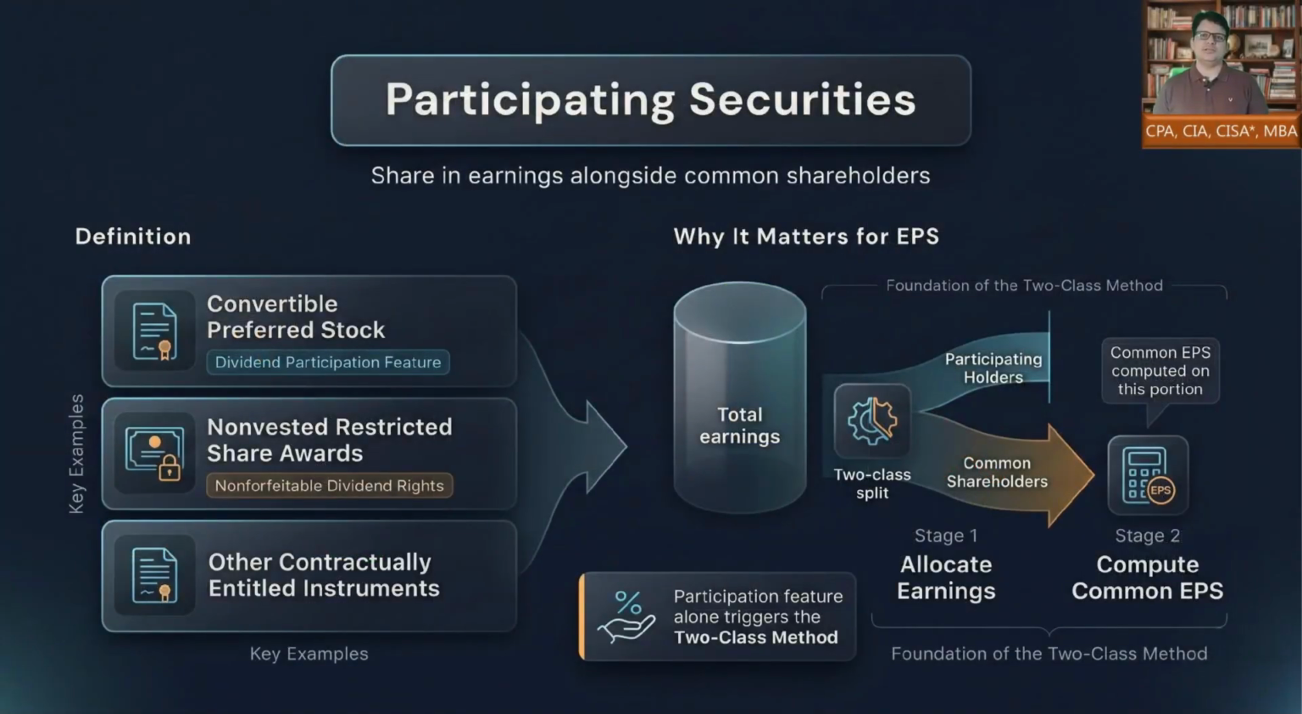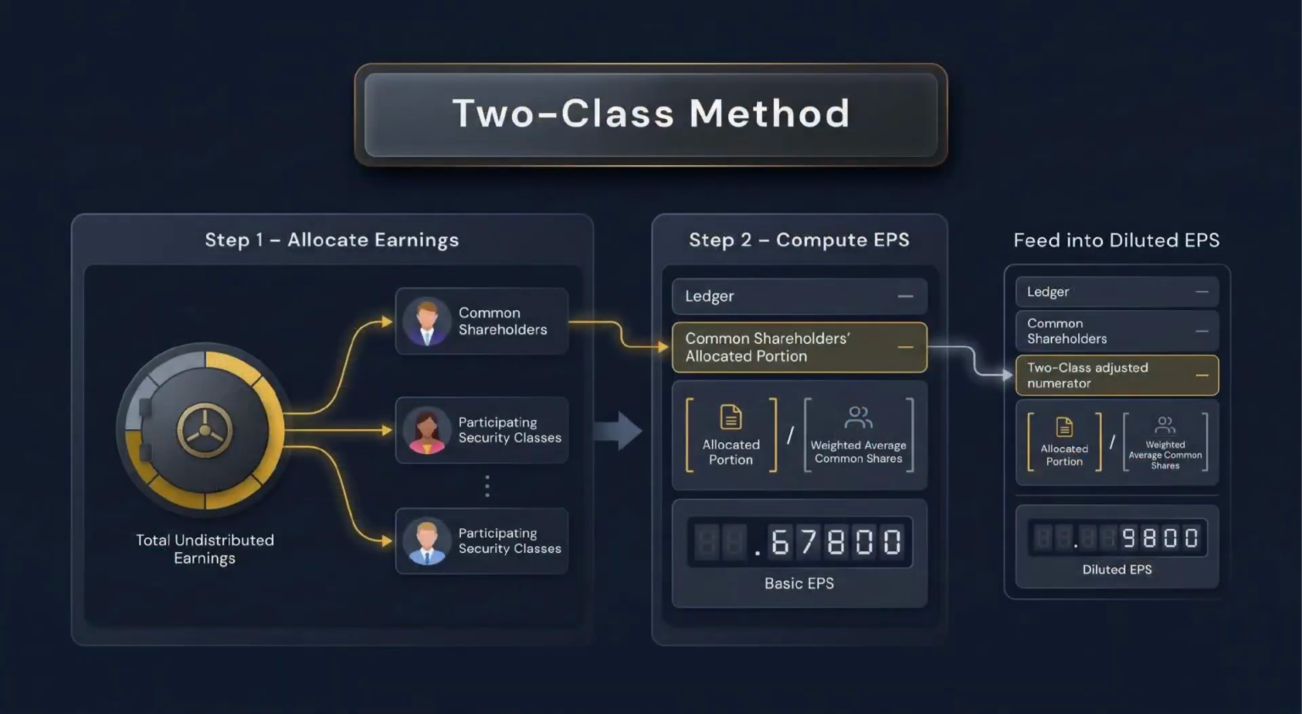Participating securities are instruments that share in dividends or undistributed earnings with common shareholders. They may include convertible preferred stock with participation rights, non-vested share awards with non-forfeitable dividend rights, or other instruments with contractual earnings participation. When these instruments exist, we cannot simply give all earnings to common shareholders. We first allocate earnings between the participating securities and common shareholders. The two-class method is the answer to that allocation problem.